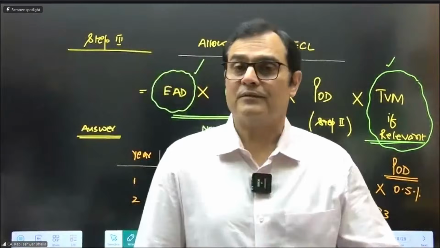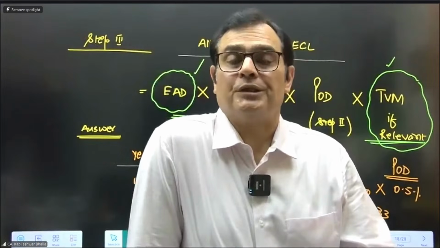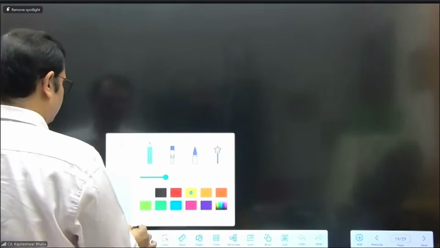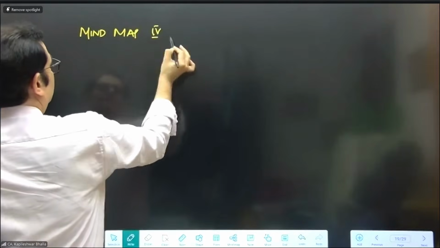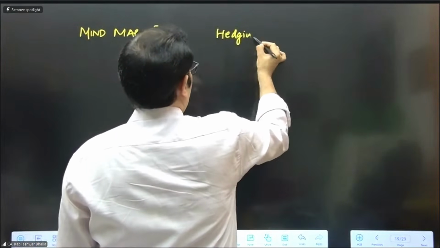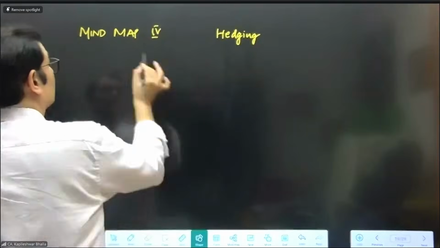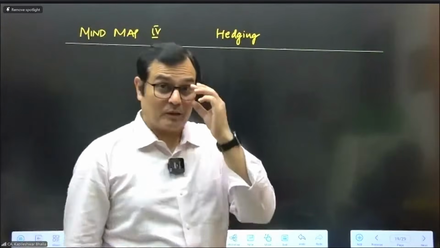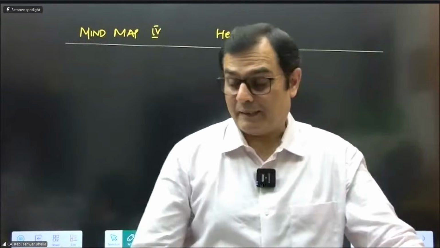Now let's go to the next area of discussion, and that is hedging. So let's make a mind map number 4. So I'm making the fourth mind map for the day. This is on the concept of hedging. I think let's make a quick mind map on this, and I think we'll perhaps do one question on this area as well.